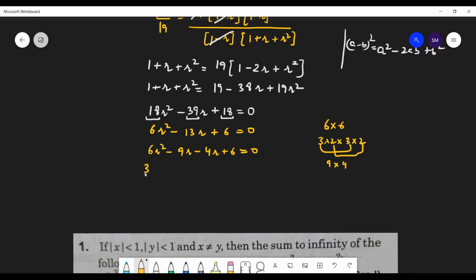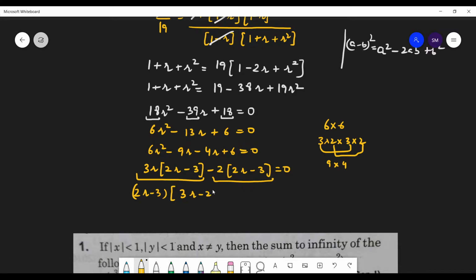So what is the common factor that you can take? 3r. So this will be minus 3. Again, you need this r term to be positive, so you have to take the negative sign common, because you want this term to be positive and this term to be negative. So take 2 common, you get minus 3. Now you have these two terms. Out of these two terms, you can take 2r minus 3 common. So what do you get? 3r minus 2. That is equal to 0.